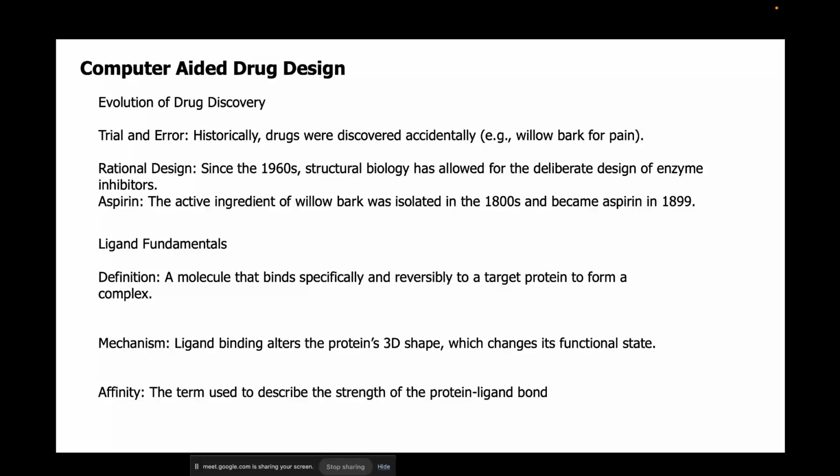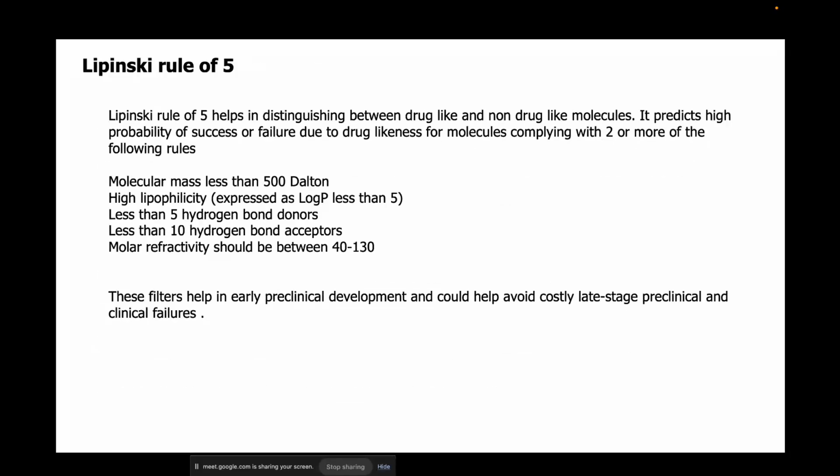So the ligand is basically defined as the molecule that binds specifically and reversibly to the target protein to form a complex. In this case, the ligand will be your drug. The ligand binding will alter the protein's 3D shape, which will change its functional state, and the parameter that is used to quantify the attraction between the ligand and the receptor is called affinity. So this is the term used to describe the protein ligand interaction, right?